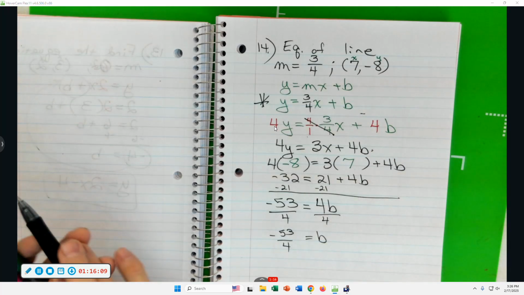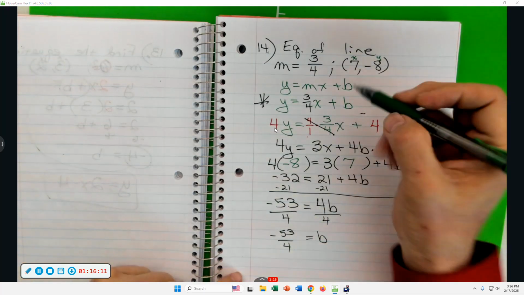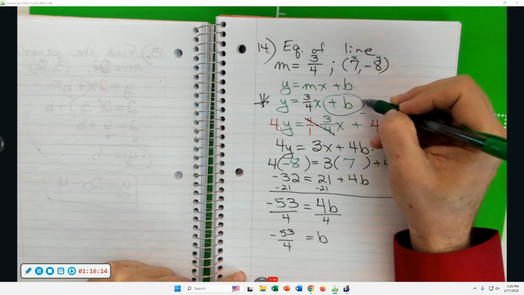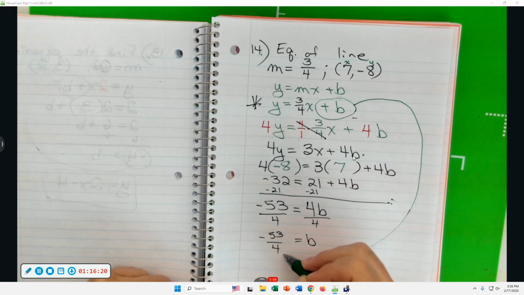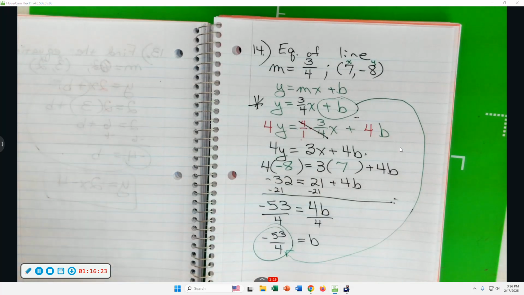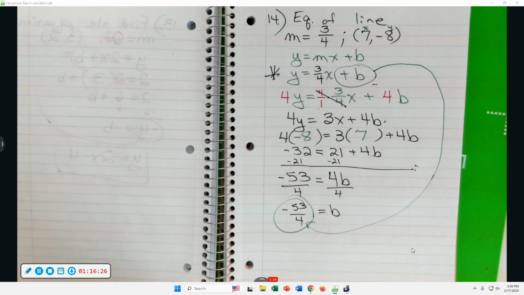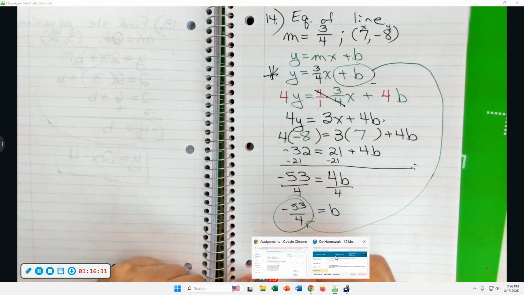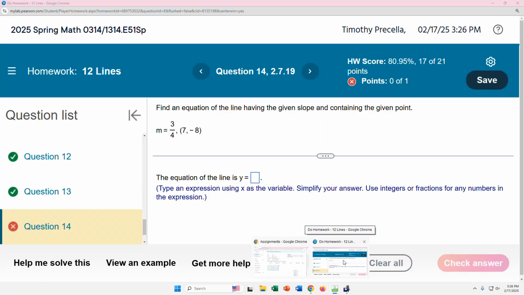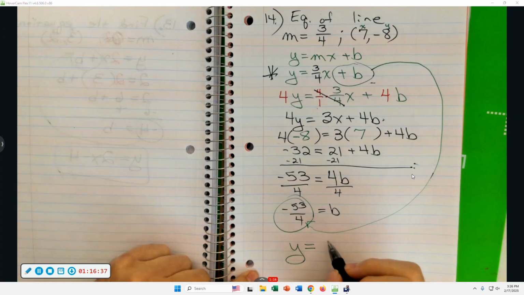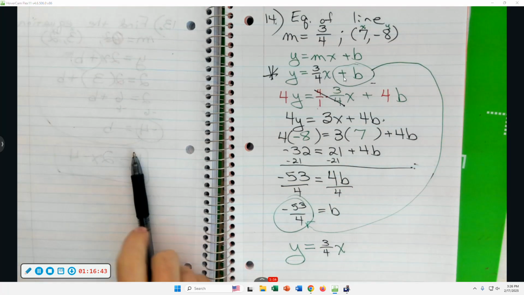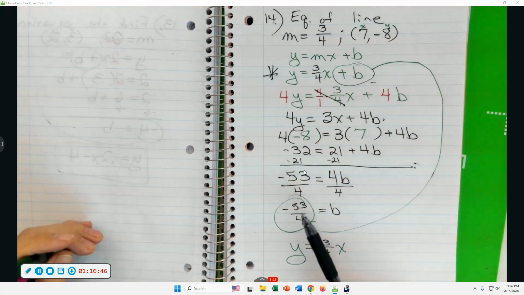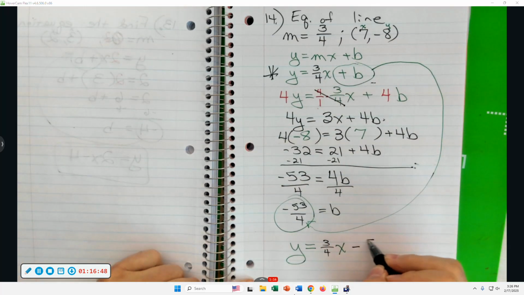So my final answer, instead of a plus b, what am I going to have there? In place of the plus b, what am I going to have? I'm going to have that minus 53 over 4. I'm going to write it right here. The final answer is an equation, y equals 3/4 times x, and we're replacing that plus b with a minus 53/4.